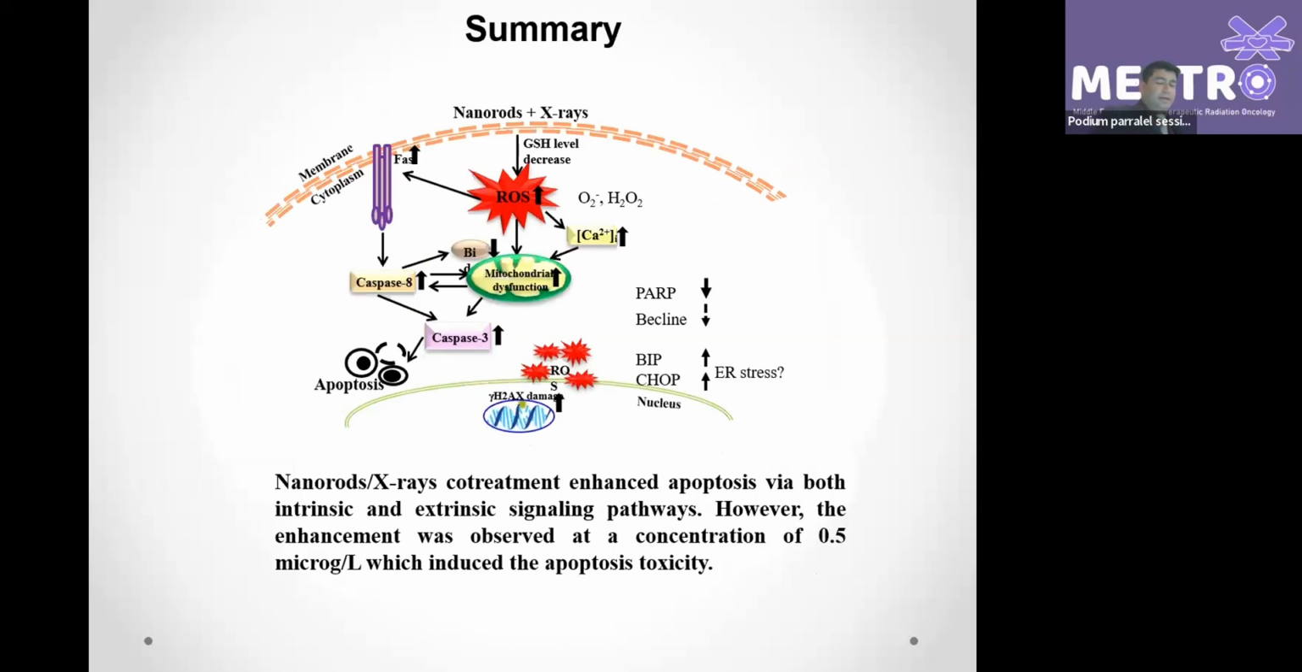This is a summary: if you combine nanorods with X-rays or ionizing radiation, at first they will work on the GSH level. They will try to inhibit the GSH in cells, and as a result there will be a huge abundant amount of reactive oxygen species, which then goes to the mitochondria and leads to loss of mitochondrial membrane potential. The downstream signaling is activated, and you will mostly see caspase 3 activation.